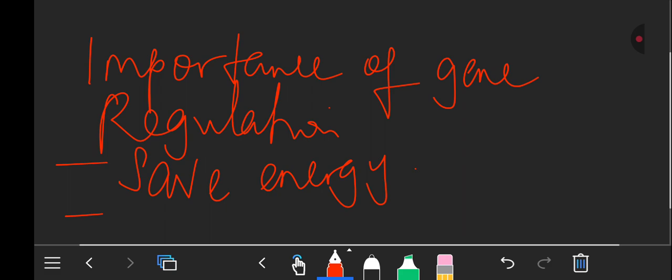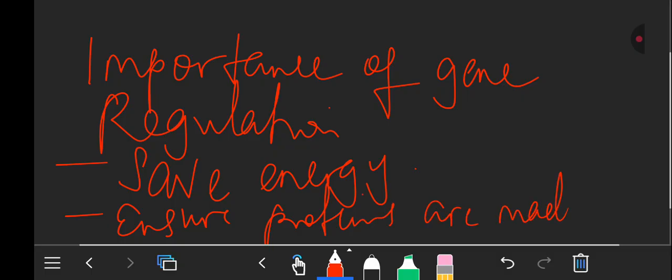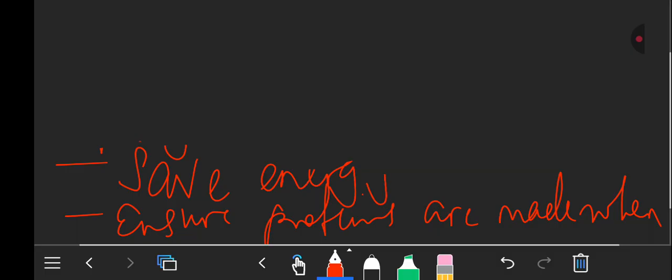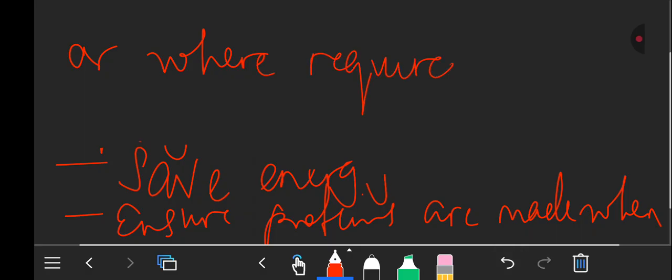The other thing is, when there is gene regulation, it ensures that the proteins are made when they are required and where they are required. So it is very important for gene regulation to take place.